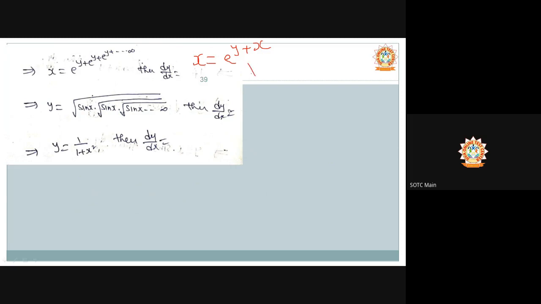So now apply logarithm on both sides. What will become? Log x is equal to y plus x into log e. What is log e? 1. So now take y on one side and x on the other side. So y is equal to log x minus x. Then apply the differentiation. Then tell me what is dy by dx. 1 by x minus 1. Very good. 1 by x minus 1. Right? This is your answer.